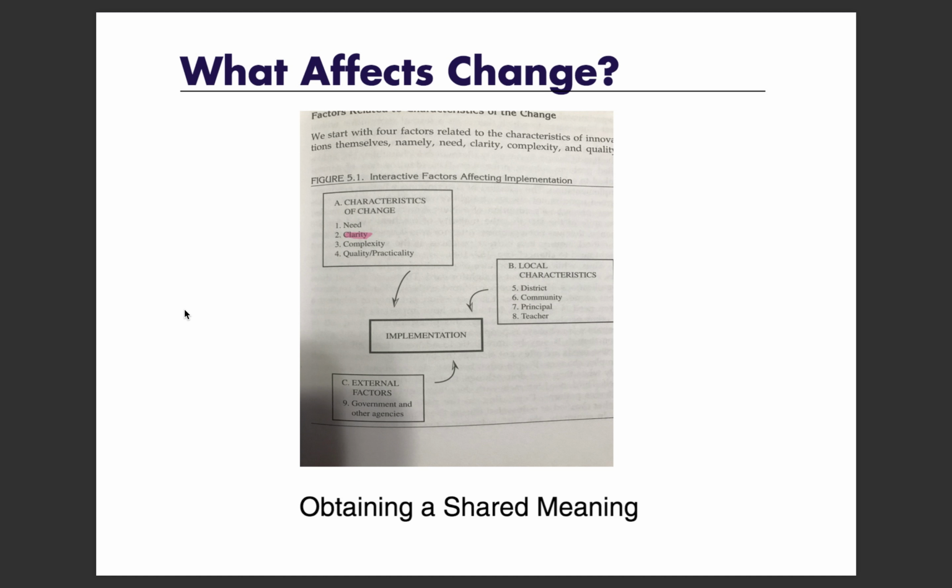My interpretation is what is clear to me and what I understand is not going to be clear to everyone. And at the bottom you can see I put obtaining a shared meaning. That is very, very difficult to do and can take years. All of the factors on this graph are important. My personal experience with this is clarity is so important because not everyone understands what you're trying to get accomplished.